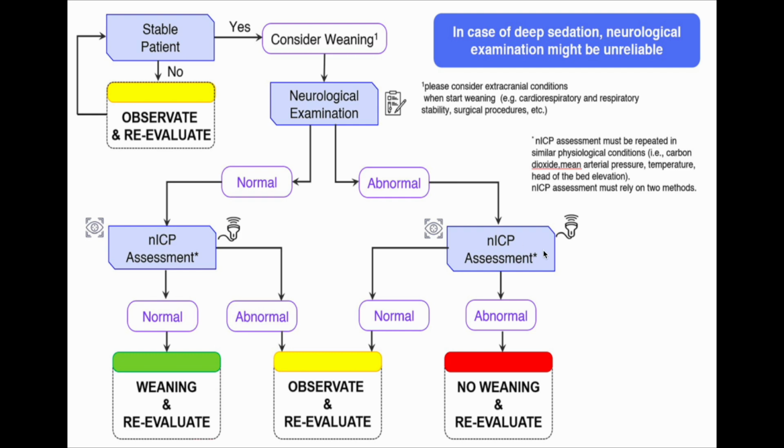If it is abnormal, then go for the nICP assessment. If it comes out to be normal, then you need to observe the patient. If it comes abnormal, then you cannot wean and you have to re-evaluate. If the neurological is normal, but the nICP is abnormal, like this scenario, then you have to observe the patient a little bit.